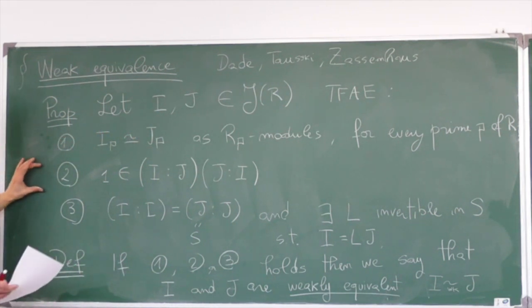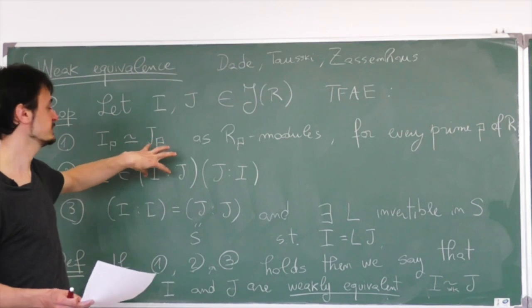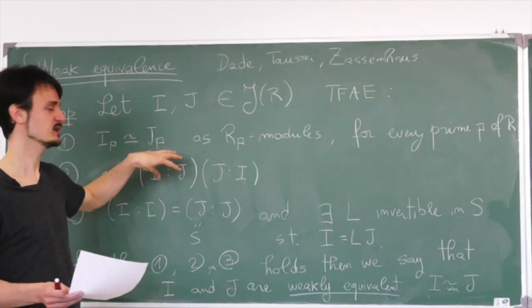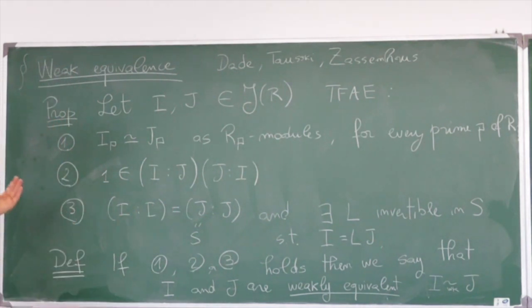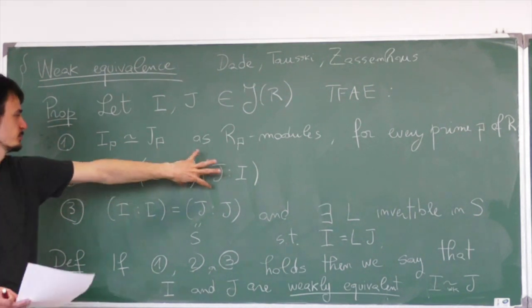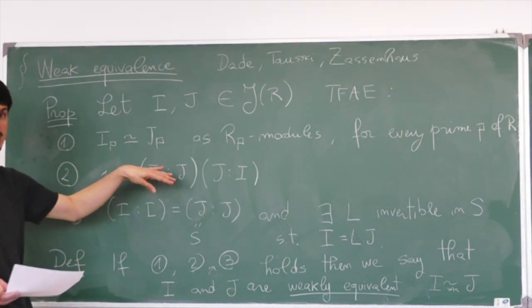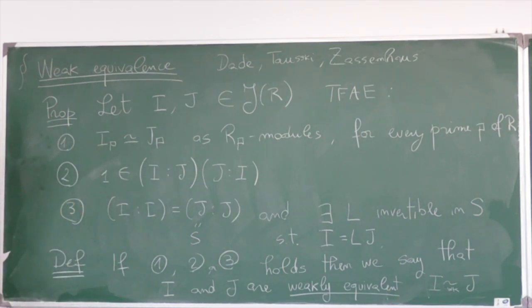Two is very nice from a computational point of view. If you have done the exercises, you'll see that it's not hard to compute a colon ideal given generators of I and J, and also the product of two ideals is quite easy to compute. It's easy to write down a function, and then one needs just to check if 1 is inside this product. If that's true, then the two ideals are weakly equivalent. So it's easy to verify whether two ideals are weakly equivalent.